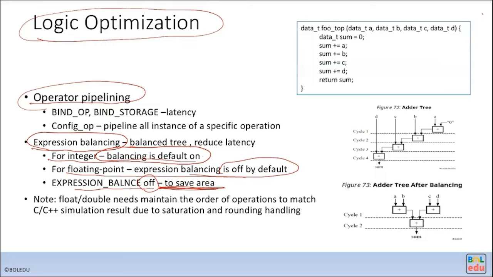So actually expression balance is on by default. It gives you a better cycle latency. However, it consumes more resources. For this, they can share the resources. So if you want to save area, then you should turn expression balance off.